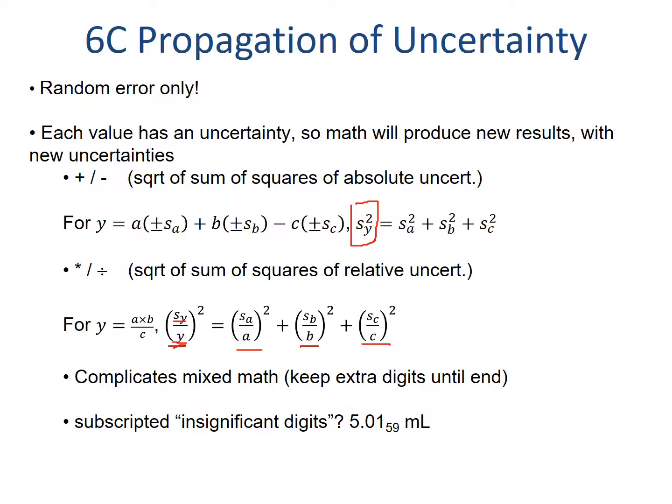So this is often denoted by putting insignificant digits, digits that are only there for calculations and will be rounded off eventually, as subscripts. So here we have 5.0159 milliliters. The 5.9 are carried along for calculation but are not significant.